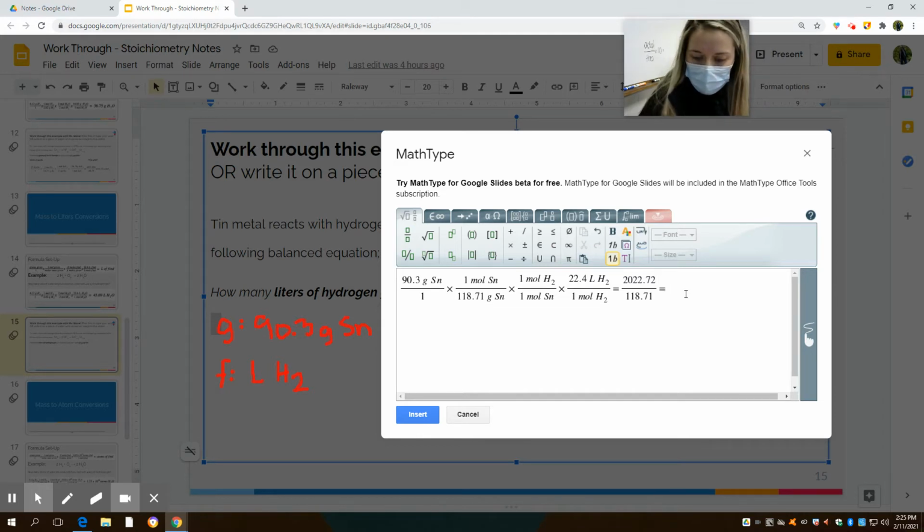So now we're going to take our top number, 2,022.72, and divide it by our 118.71. And we're going to get... hold on, Miss Stone is thinking. Miss Stone's calculating.